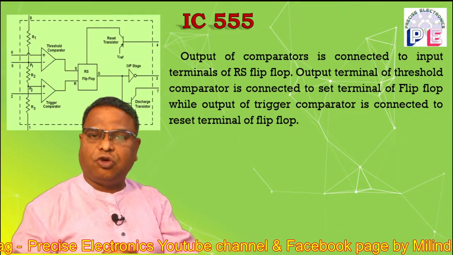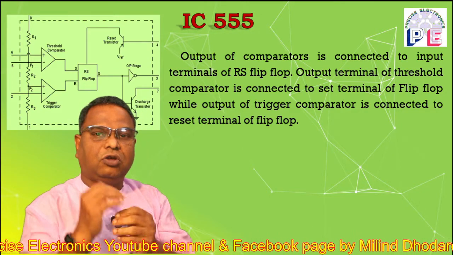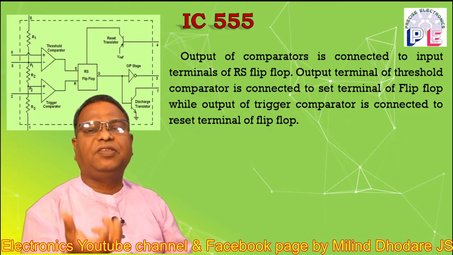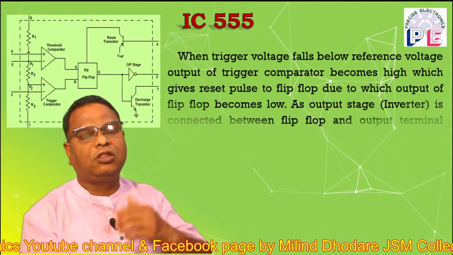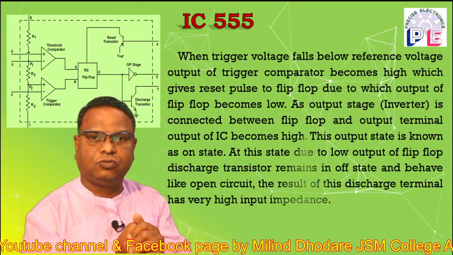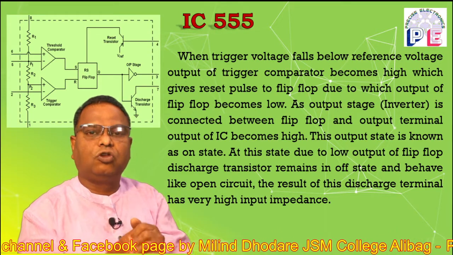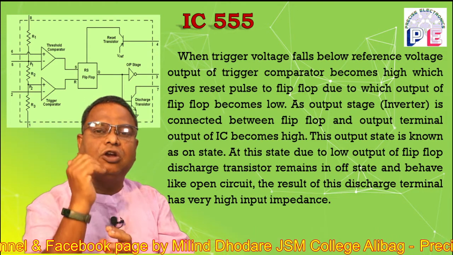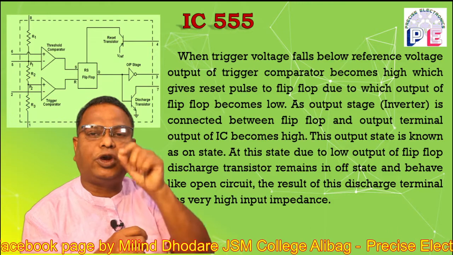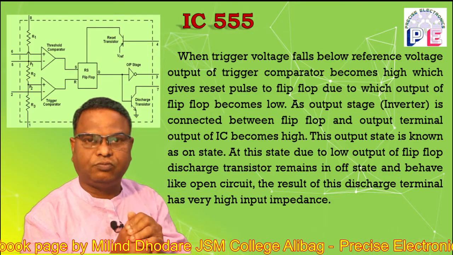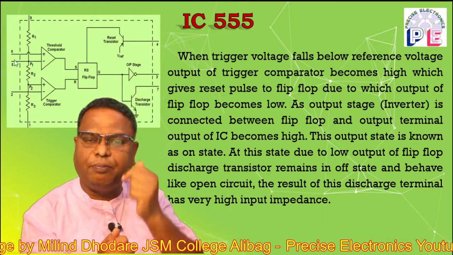Upper comparator is a threshold comparator, lower comparator is a trigger comparator. First of all, what is a comparator? A comparator is a circuit or device which compares the input with a reference. There is some reference and with that reference we compare our input. In these comparators, there are two reference potentials. The reference potential for the upper comparator is the potential drop developed across point P1, while the reference potential for the lower comparator is the potential developed across point P2.